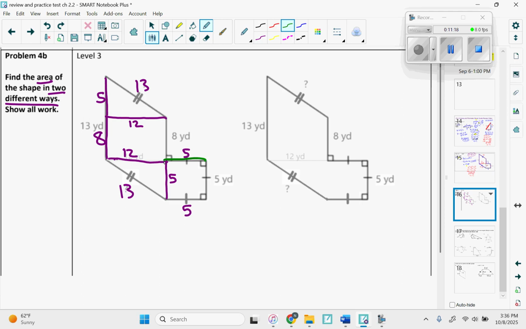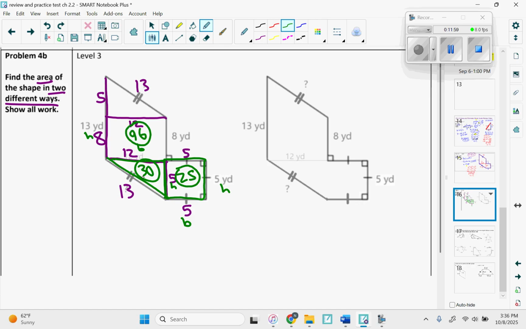So if I'm looking at my square here, I got my base, my height. 5 times 5 is 25. For my triangle, my base is 12, my height is 5. 12 times 5 is 60. Divide by 2, and we get 30. For the rectangle here, my base is 12, my height is 8. 12 times 8 is 96.